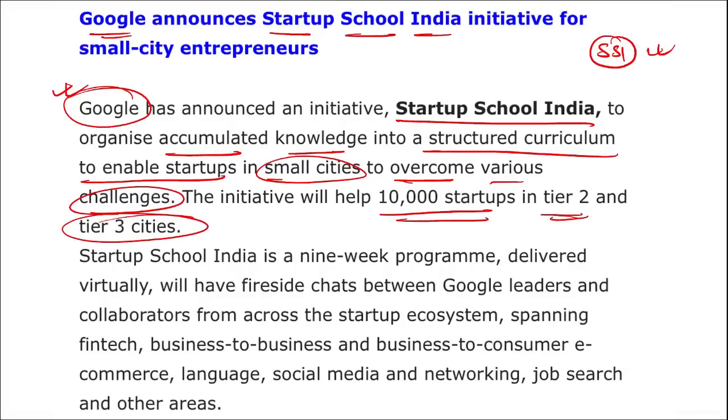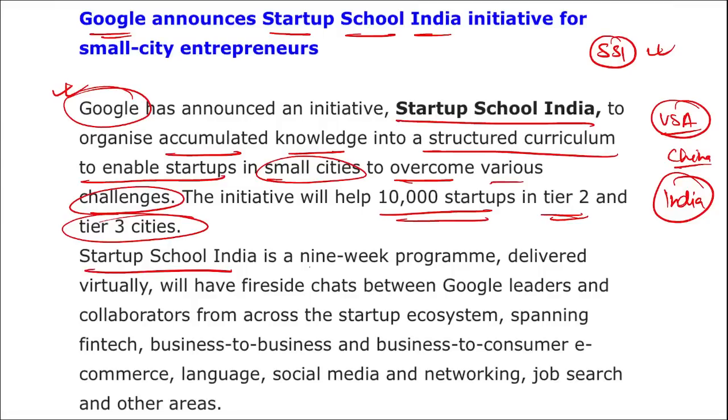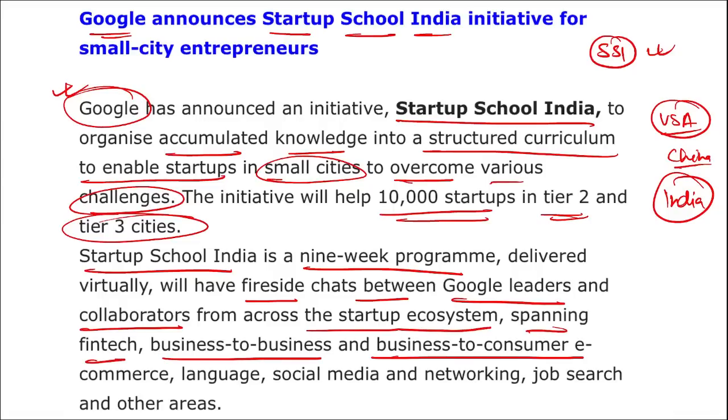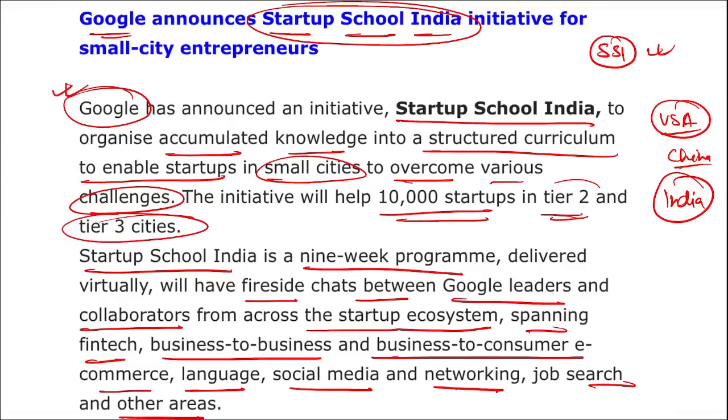Apart from this, if we are talking about startups, the maximum number of startups are seen in the USA, then in China, and India is in third position. Startup School India is a 9-week program that will be delivered virtually, with fireside chats between Google leaders and collaborators from across the startup ecosystem, spanning fintech, business to business, business to customer, e-commerce, language, social media, networking, job search, and other areas. So coming back, the Startup School Initiative, or Startup School India, was launched by whom? For small city entrepreneurs, specifically in tier 2 and tier 3 cities, it was launched by Google.